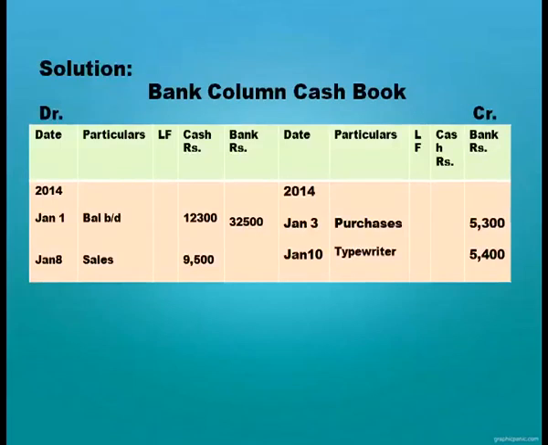January 1st, to balance brought down in the cash column and in the bank column, opening balance. January 3rd, purchase goods and paid by check. Purchases account debit to bank. In the bank column you have to write. Goods sold for cash, January 8th. In the cash column, cash account debit to sales in the cash column. Purchase typewriter and paid by check. On the credit side, you have to post by typewriter in the bank column. Typewriter debit to bank. Date in the respective column.